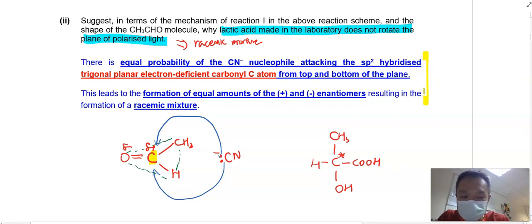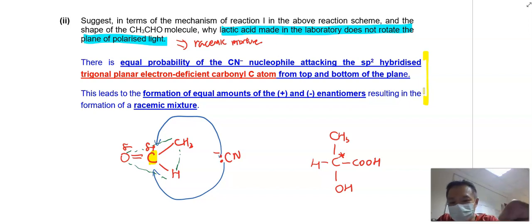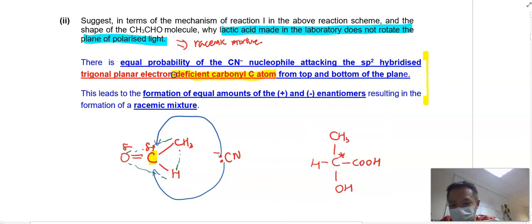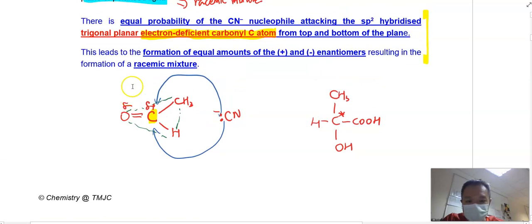So this concept here is very similar to what we've discussed for SN1, where we have a carbocation intermediate, and in electrophilic addition we also have a carbocation intermediate. But the thing you need to take note of is that for nucleophilic addition, we no longer talk about a carbocation intermediate. We are looking at the electron deficient carbonyl carbon atom. So the subject matter is changed because there is no carbocation in nucleophilic addition. Okay, with that, I'm done with question 2.